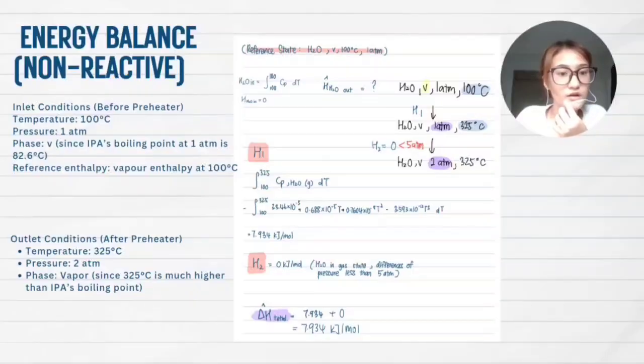And to change the pressure from 1 atm to 2 atm, we use the equation V delta P. But this will be in the gas phase, so the pressure difference is less than 5 atm, so it will be considered as 0. Then we will be getting the answer.